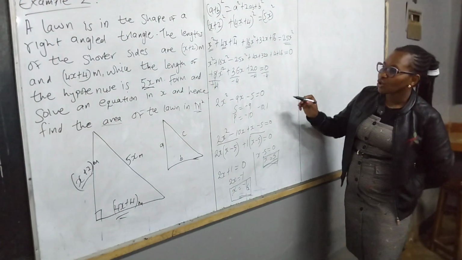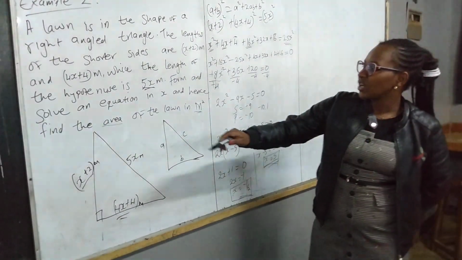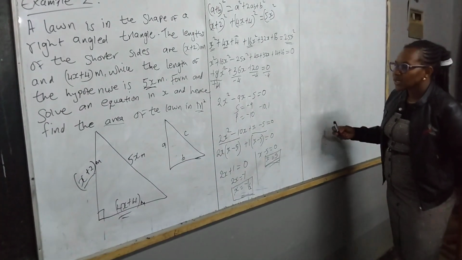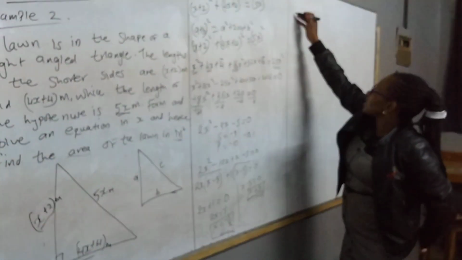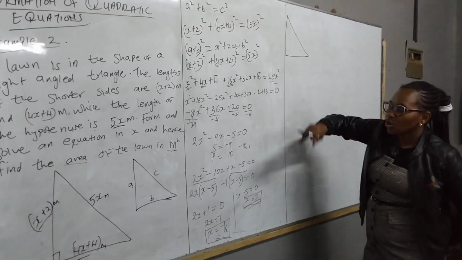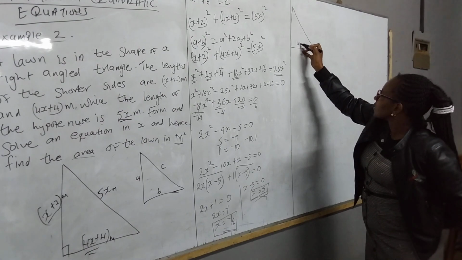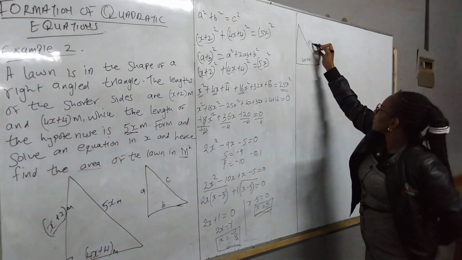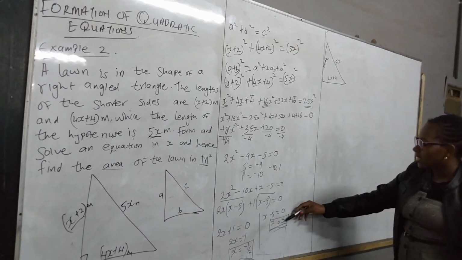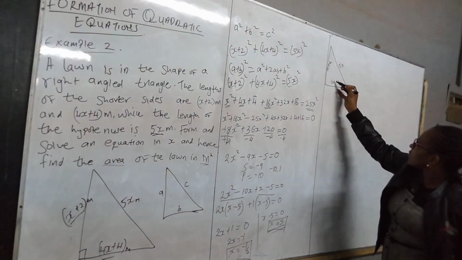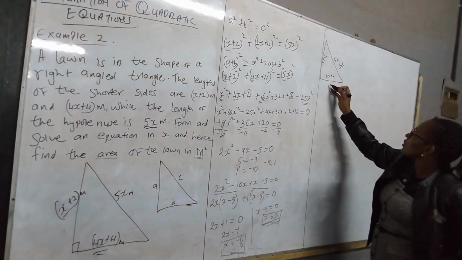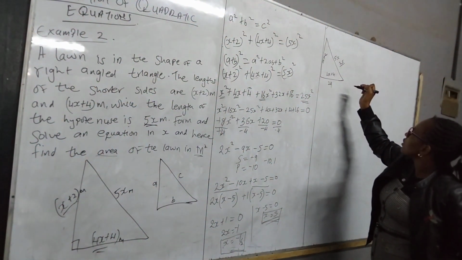So now, in our question, we are told to find the dimensions and hence find the area of the lawn in meters squared. So we just come and replace those values in our triangle. Here we had 4x plus 4, we had 5x, we had x plus 2. So here our x is 5. So replacing the value of x in each and every part, we are going to have this one as 25, this one as 24, and this one as 7.